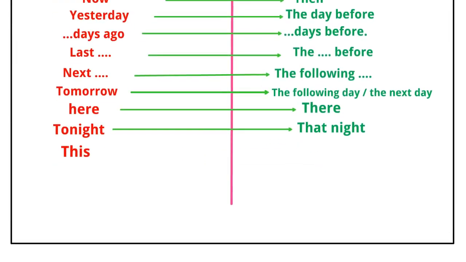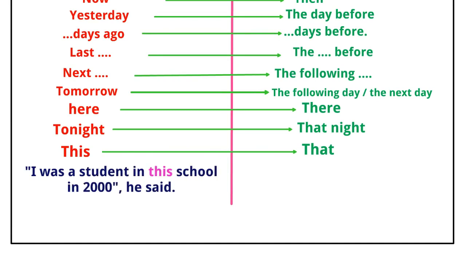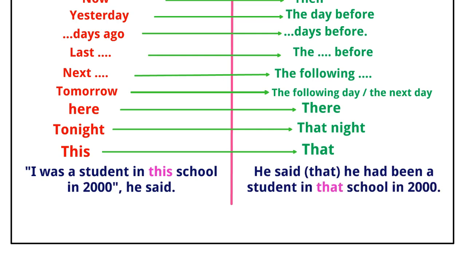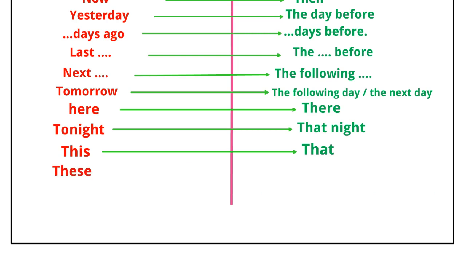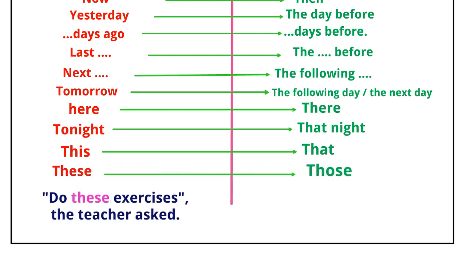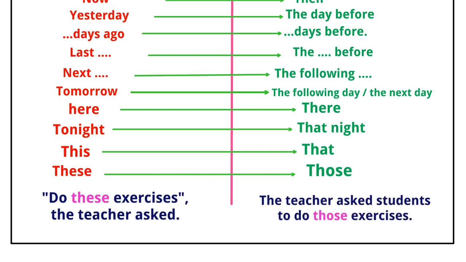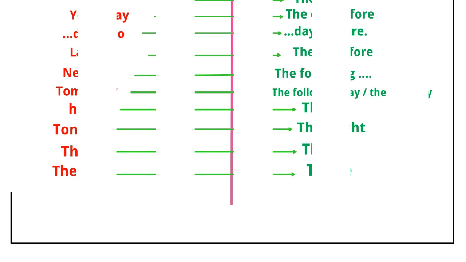This becomes that. For example, "I was a student in this school in 2000," he said. He said that he had been a student in that school in 2000. These becomes those. For example, "Do these exercises," the teacher asked. Becomes: the teacher asked students to do those exercises.